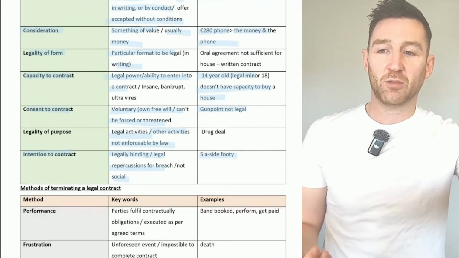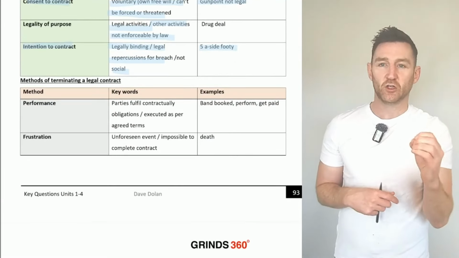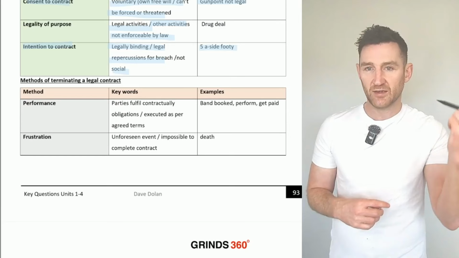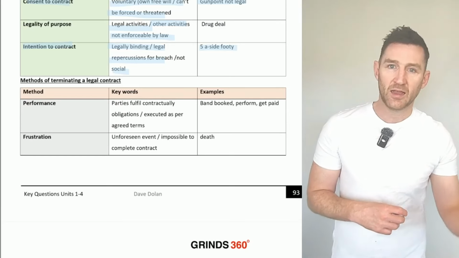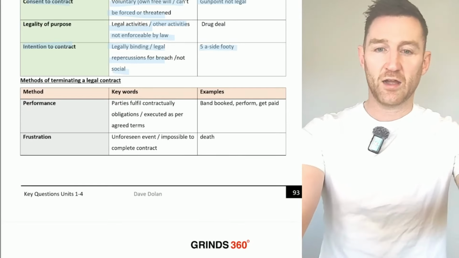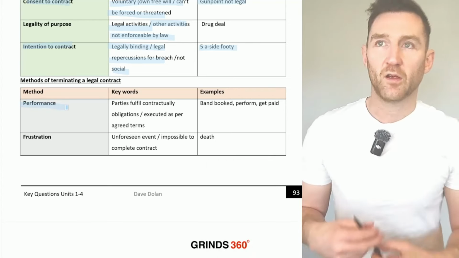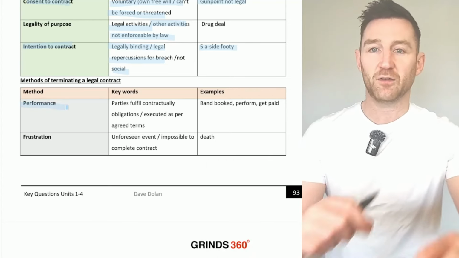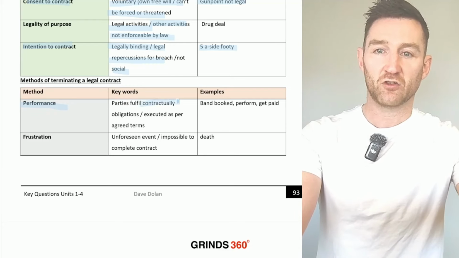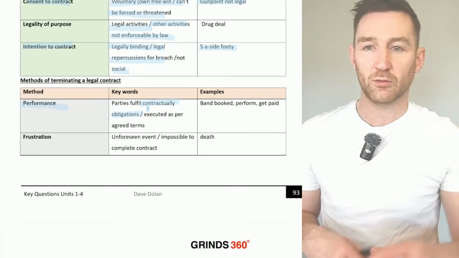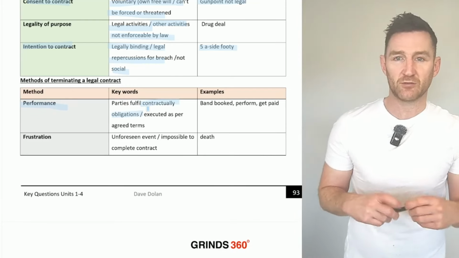So then, big asterisk beside the next one, the methods of terminating legal contracts. Let's be able to name them, explain them, and give examples. The first one there is performance. So what is performance? Well, explaining it, it's where both parties fulfill their contractual obligations.